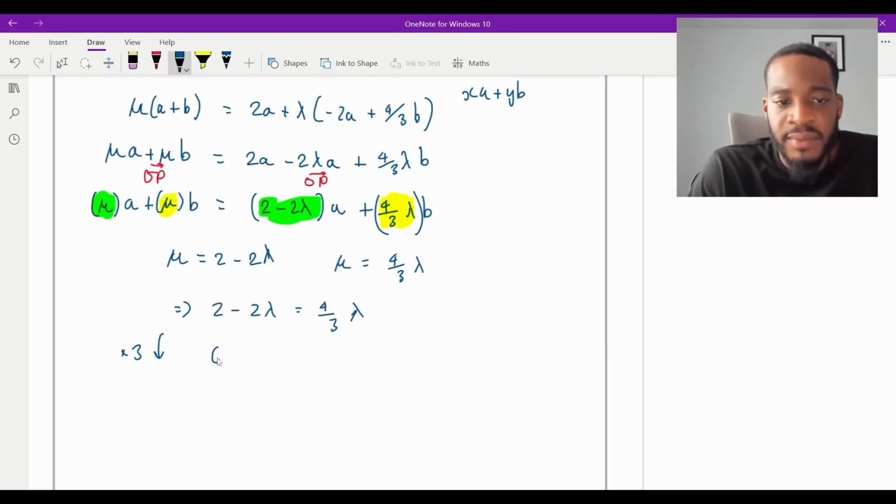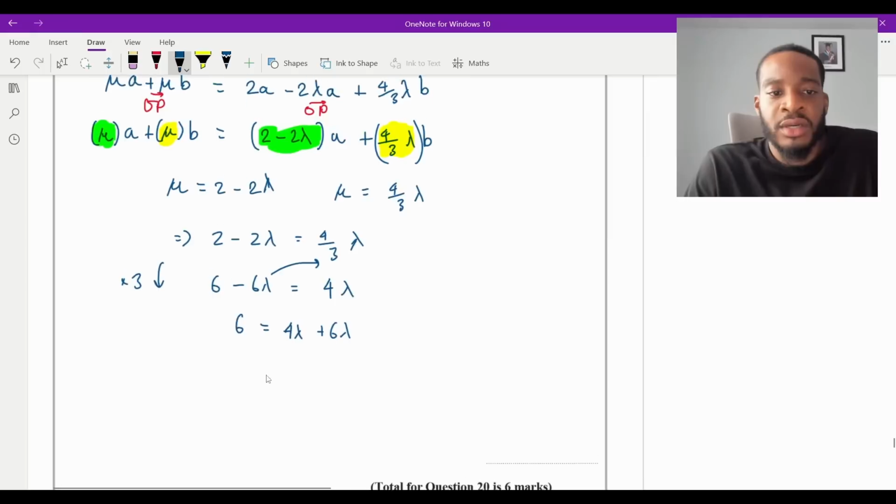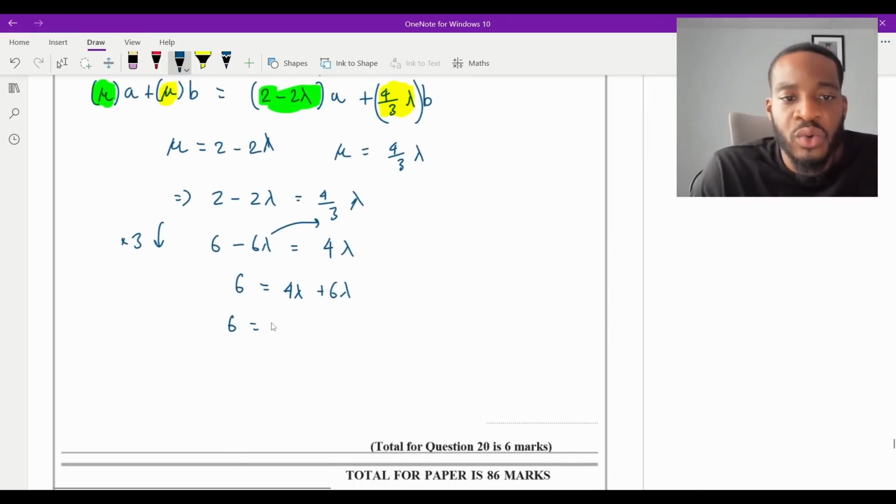That would mean this will become a 6 minus 6 lambda, and then that would just be a 4 lambda. And then now I can move this 6 lambda to the right by adding it on. That will be 6 lambda is equal to 4 lambda plus 6 lambda, which is just 10 lambda. So therefore, 6 is going to equal 10 lambda. And then that means that 6 divided by 10 is equal to lambda, isn't it? Which means that lambda is equal to 6 divided by 10, divided upon bottom by 2, is just 3/5.